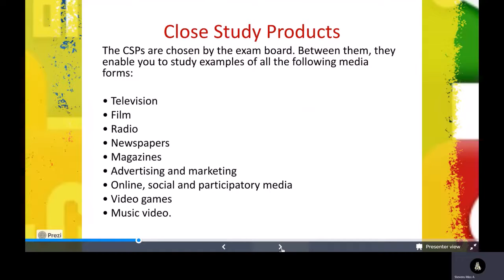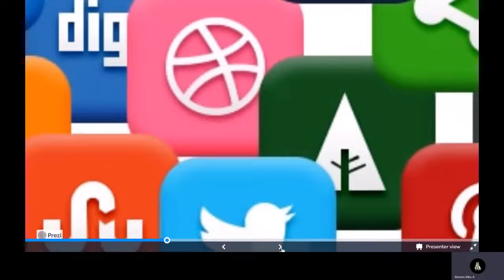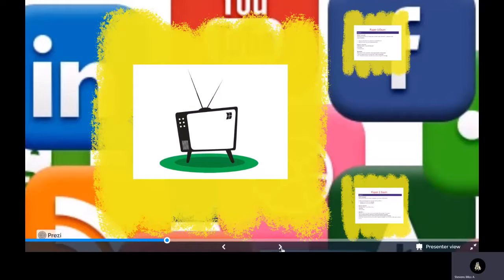In the GCSE, we will study close study products which are set by the exam board. Television, radio, video, newspapers, magazines, online, gaming and websites, YouTubers, vloggers, music videos, modern ways of communicating through the media. You will also get to watch and engage with the media, and there are 2 exam papers which will focus on looking at whether or not you have taken on the key skills and the main communication devices from the media.